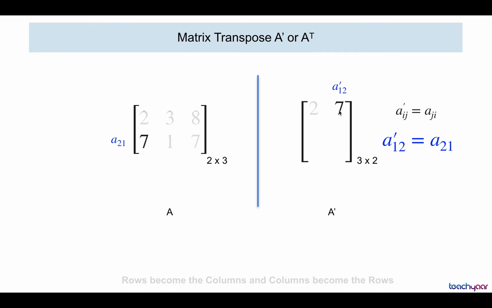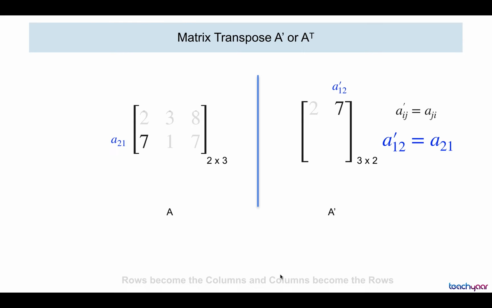It also shows another concept: the rows become columns and the columns become rows. What does that mean? Well, the first row of the transpose is 2, 7. That's row 1 of the transpose A bar. That is the first column of the matrix A. So the column of this becomes the row of this.